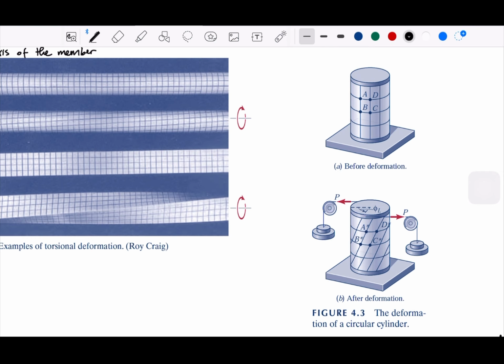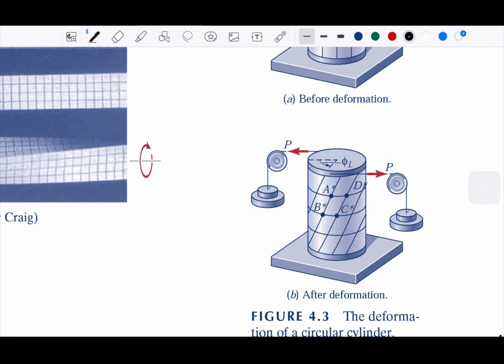And of course, if we look at ABCD at the beginning, ABCD has a right angle, right? Each of them has a right angle. It's like a rectangular shape. But now the right angle is changing. This is because there are shear forces going inside, right? Shear forces, or shear deformation. Angle change on ABCD.